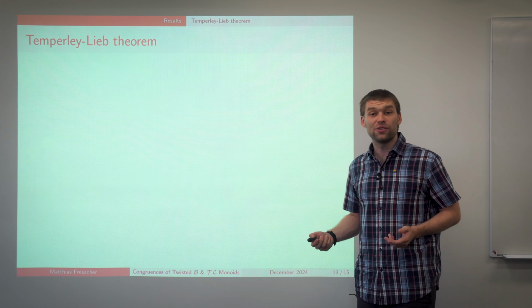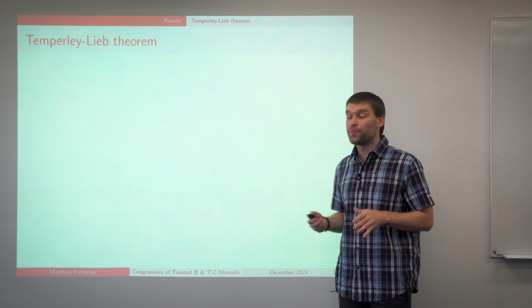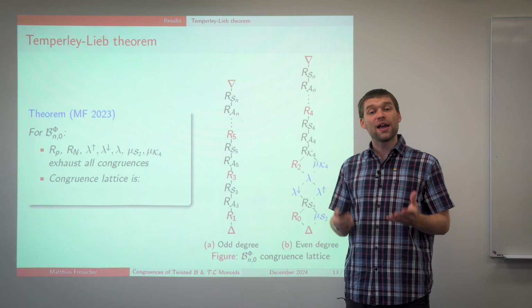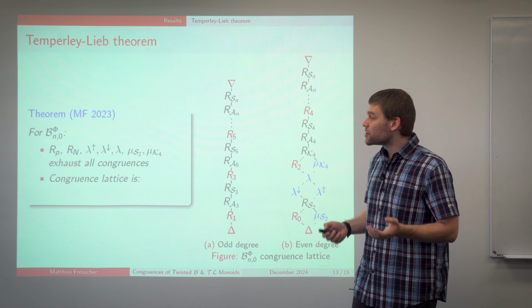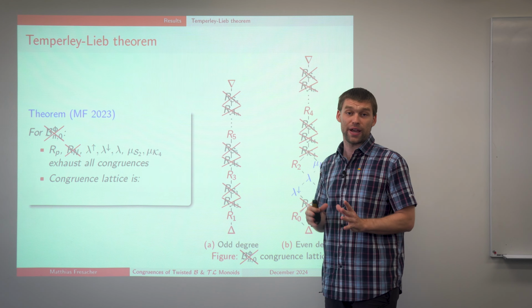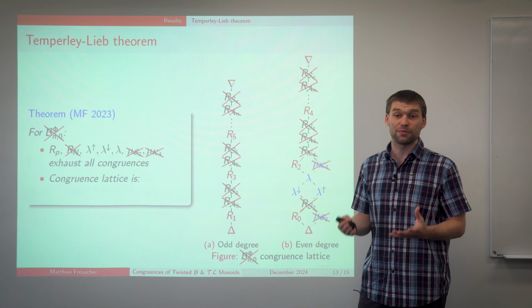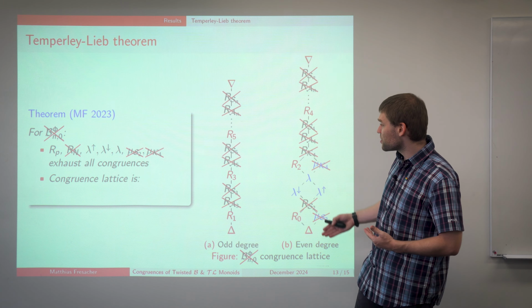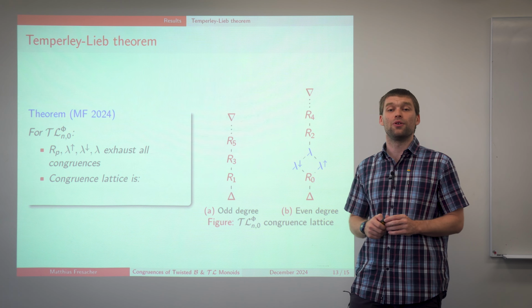The Temperley-Lieb result, well, it turns out its lattice is a sublattice of the Brauer result. So recall the Brauer lattice and recall the fact that the H relation is trivial for Temperley-Lieb. So that means the group-based congruences, well, they're not going to exist because they rely on the H relation. And likewise, the mu congruences, they're also not going to exist because they need the H relation. So basically, what are we left with? Well, we're left with the Rees and lambda congruences.